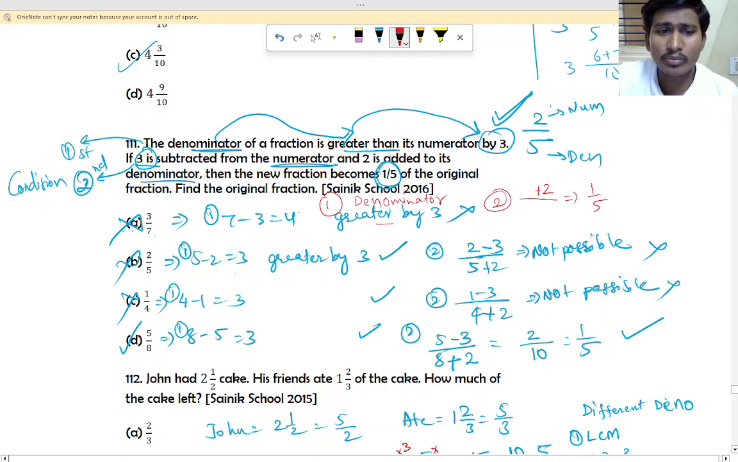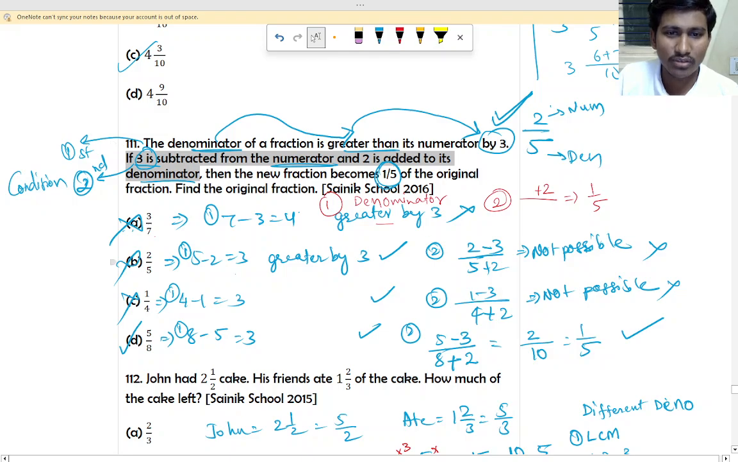Second option, 2 by 5 is there, right? If you subtract it, you will get 3. Yes, it is greater by 3. That is applying. Now let us see the second condition. What is the second condition? Here, the second condition is 3 is subtracted from the numerator and 2 is added to its denominator. We have to add 2 to the denominator.